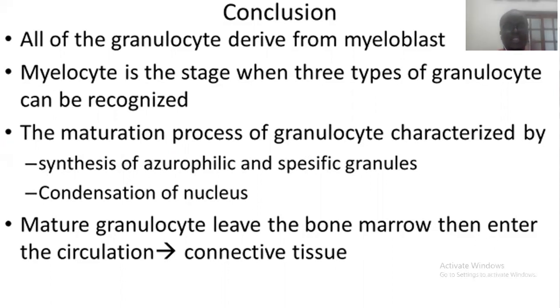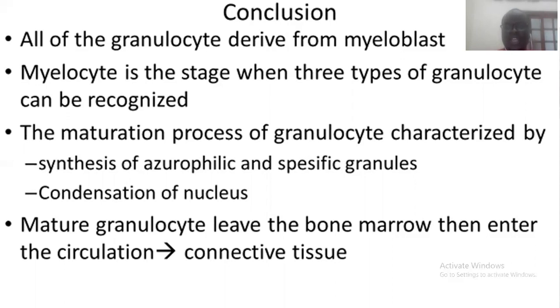The myelocyte is a stage when the three types of granulocytes can be recognized. So you can only recognize them at this stage. This is the third stage in terms of development. So once you have the myelocyte, then you are able to tell whether this myelocyte will become eosinophil, basophil, or neutrophil. The maturation process of granulocytes is characterized by the synthesis of azurophilic and specific granules. These specific granules depend on the type of granulocyte it will become.